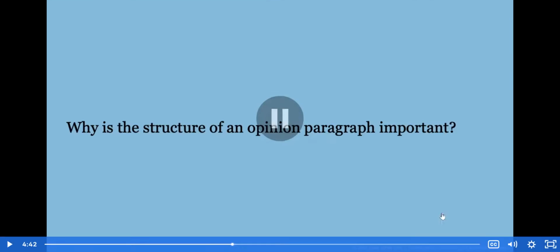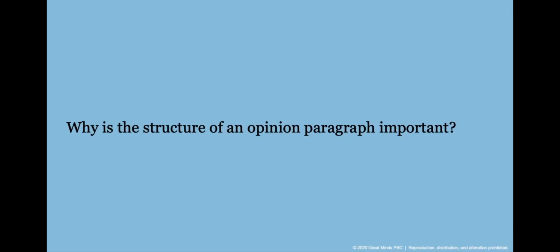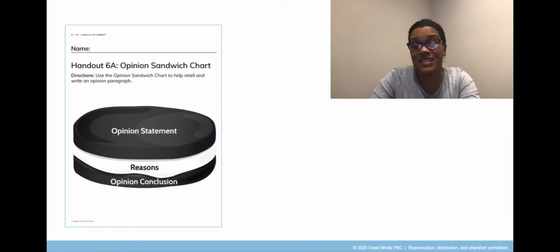Okay, friends, you learned about examining evidence to form an opinion in previous lessons. Examining evidence is one of the steps before writing an opinion paragraph, and it is important to include evidence in an opinion paragraph to support the opinion as well. In today's lesson, you will learn about the parts of an opinion paragraph. Take out handout 6A, the opinion sandwich chart. It looks like what you see on the screen. And if you don't have it, that's okay. You can just follow along on the screen.